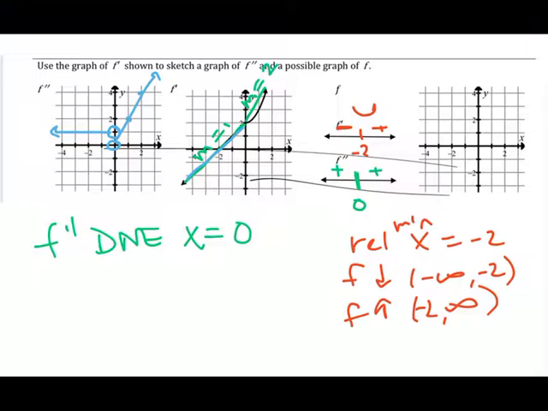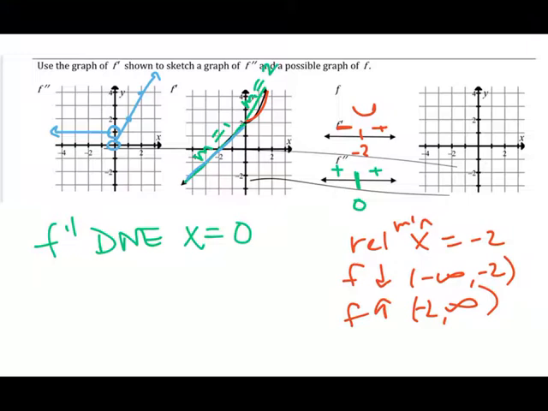Something I want you to think about: that right portion of the graph over here kind of looks like x squared. And if you differentiate that, that gives you the line y equals 2x. So this right portion does seem to make sense mathematically when we think through what that would look like. So there's the graph of our second derivative.